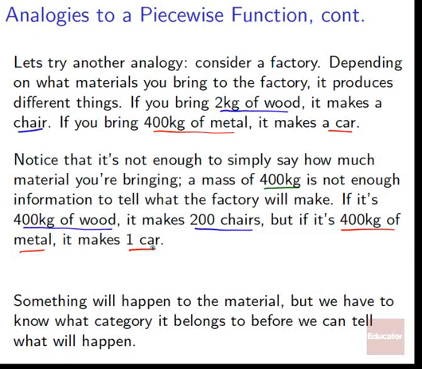We need to know 400 kilograms and what type it is. We need to know what category it belongs to. So something's going to happen to the material no matter what, but we have to know the category that the material belongs to. We have to know what we're putting in, not just a specific number, but what sort of group it's from, before we can tell what's going to happen.